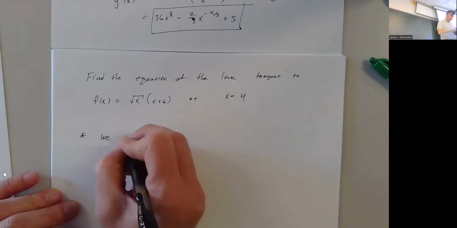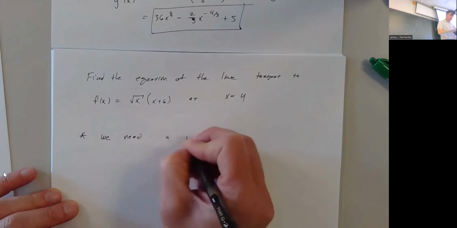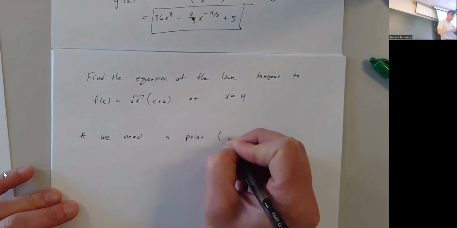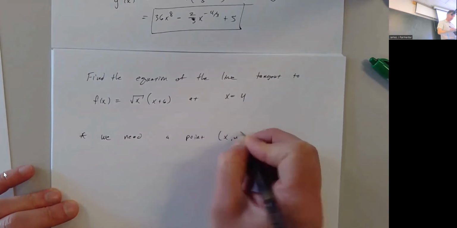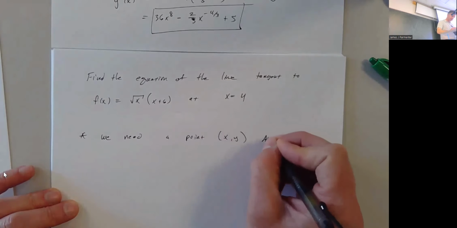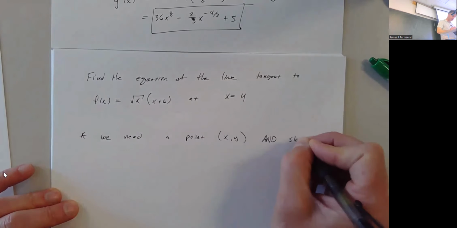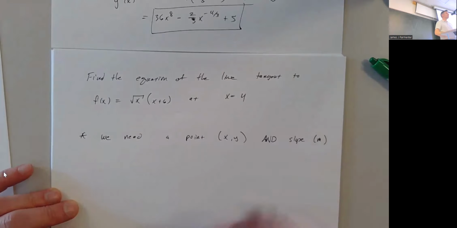I'm sure you've seen some tangent line problems already. But just as a reminder, whenever you're trying to find the equation of a line, I don't care if it's a tangent line or just any old line, we need 2 things. We need a point, so an x comma y, and a slope, so an m.